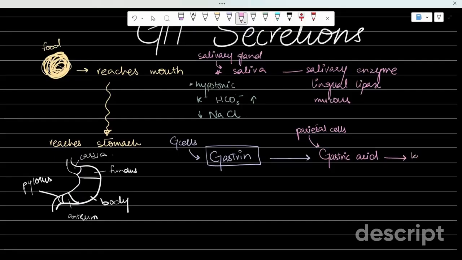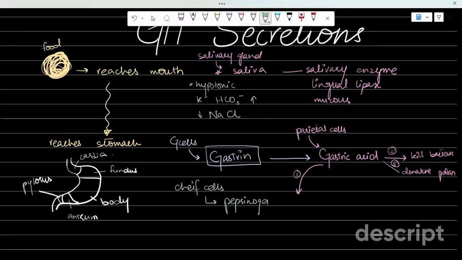Now, the main function of gastric acid are three functions. So it includes killing the bacteria. It also denatures the protein. And the very main function is that it converts pepsinogen released from chief cell into pepsin.